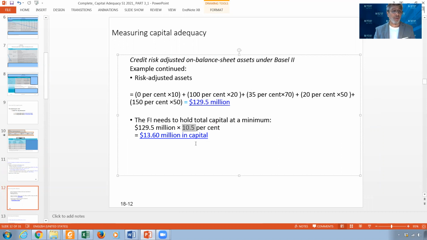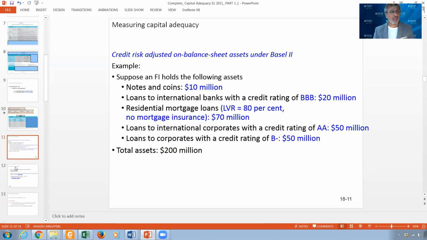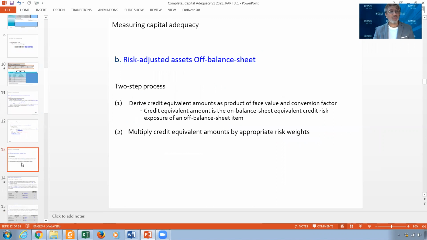Now you can talk about common equity, and you can multiply this only by 7%. You can talk about tier 1, and you multiply this by 8.5%, but now we are talking actually as total capital. So this is how we are doing it for on balance sheet. It's very straightforward. Now let's move to the next step, which is talking about the off-balance sheet.